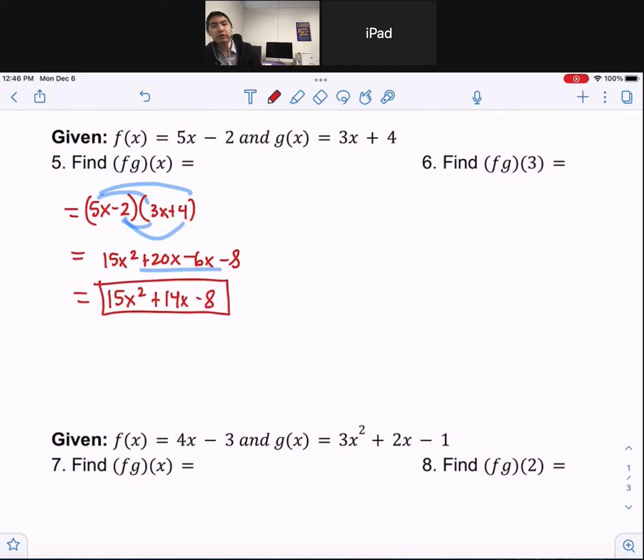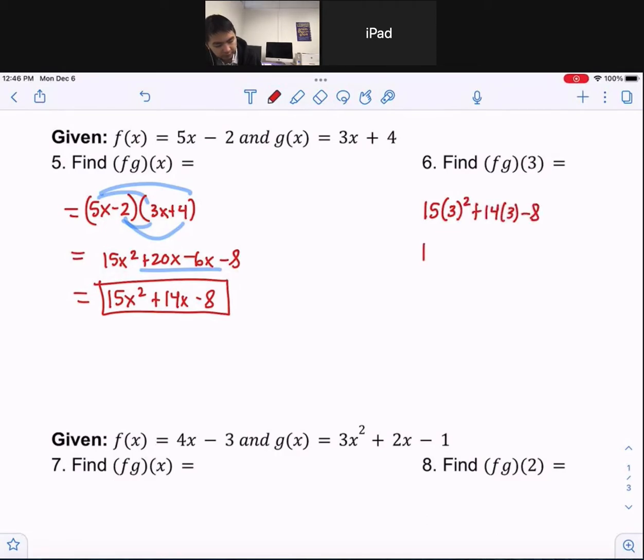But number 6 asks for what is f times g of 3. So we have our f times g of x function, which is this. So we're going to plug in 3 into that function. We're going to have 15 times 3 squared plus 14 times 3 minus 8.